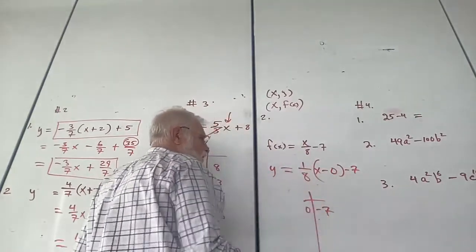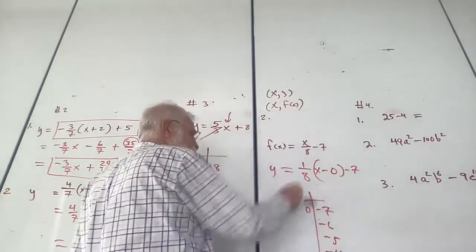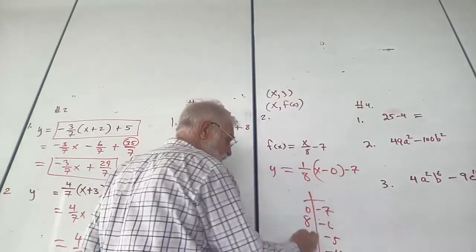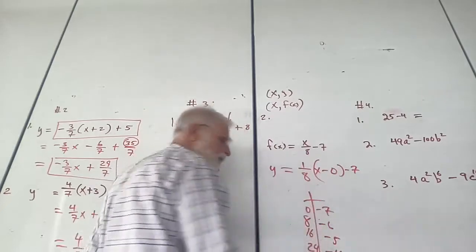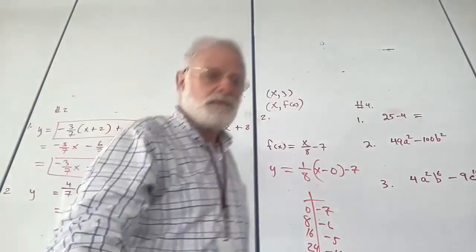I'm going to go up by 1 for the y's: -6, -5, -4, and so on. Change my x's by 8, so the multiples of 8: 16, 24. I keep doing that forever, so you get a lot of data that way. All right, here we go again.